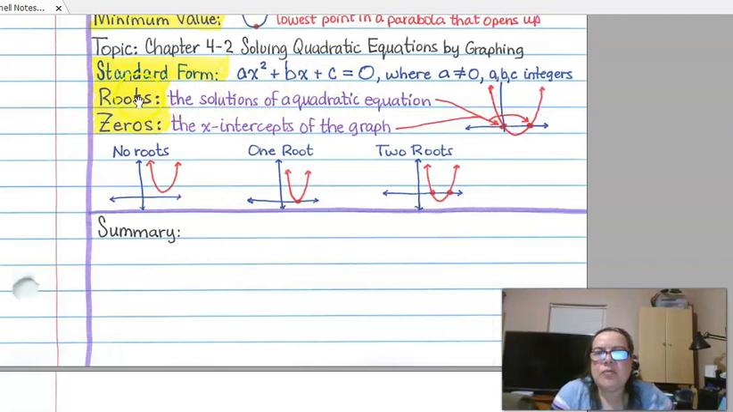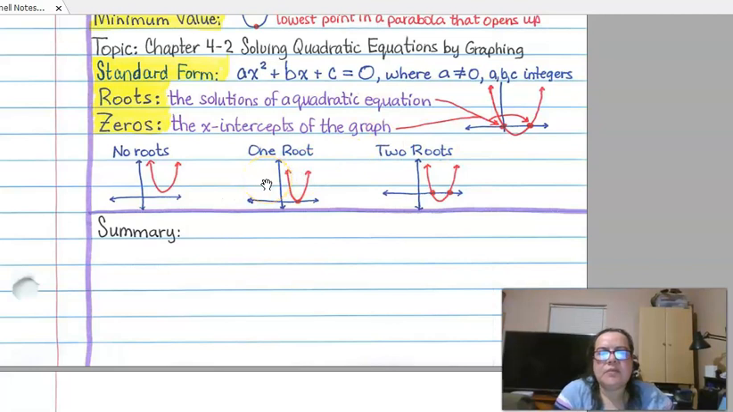All right, so then the roots. There's several words. Roots, zeros, x-intercepts pretty much mean the same thing. All they are is where your parabola crosses the x-axis. So those would be called zeros or roots or x-intercepts. So for example, this particular parabola is crossing here and here. So those two would be considered the roots or zeros.